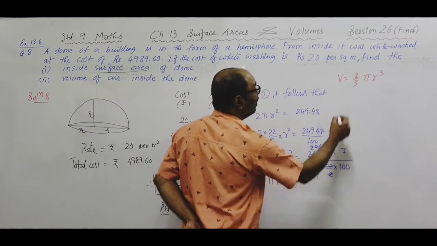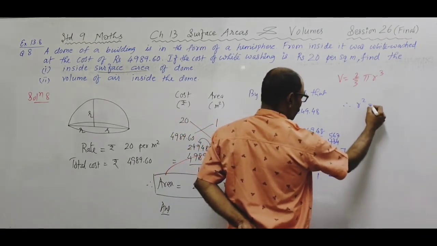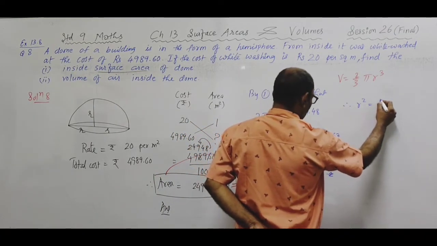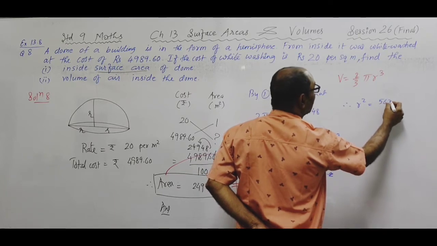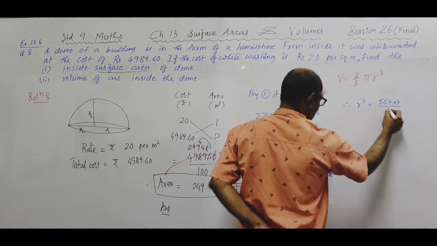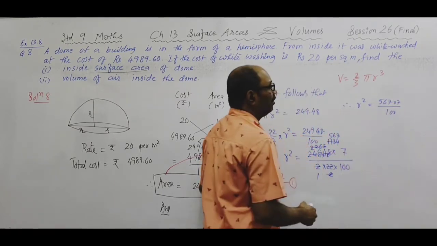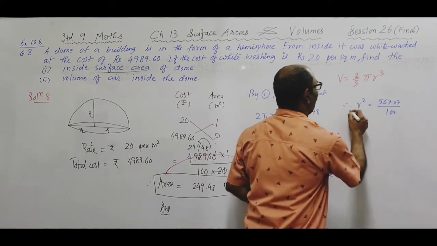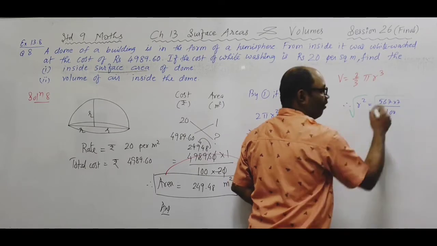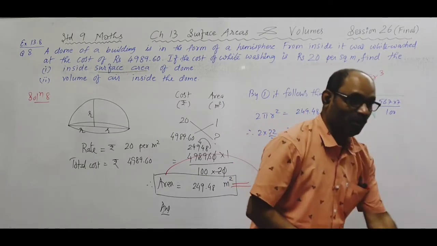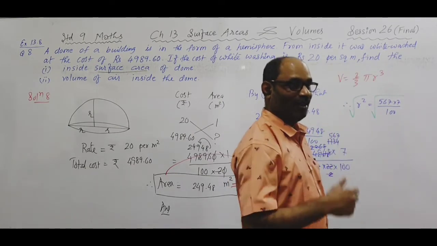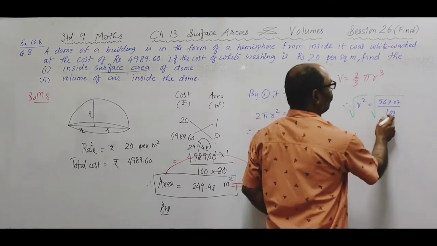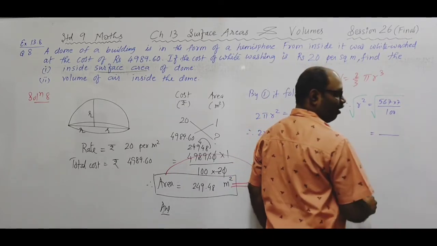All right. Therefore, r square is 567 multiplied by 7 upon 100. Taking the square root on both sides, therefore the square root of r square is the square root of this. Use your skill. How to find it? This we have found. What is the square root of 100?